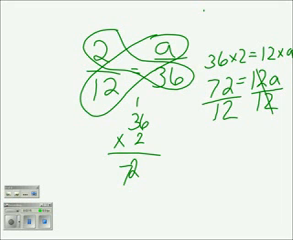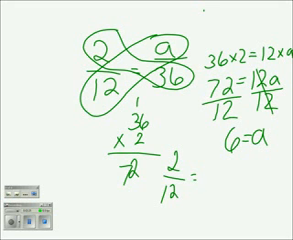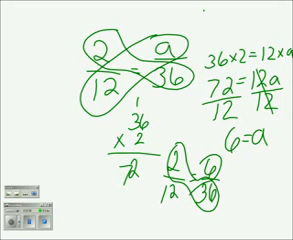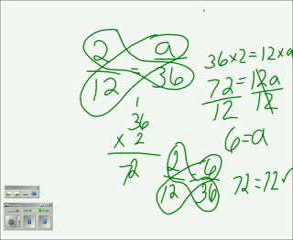12 divided by 12 equals 1, so we can cancel them out. And 12 into 72 is 6 times. So here we have a equals 6. And if we were to rewrite our proportion with a equaling 6, we can see that our cross products would equal 72. So we know that they've formed a proportion and we've solved correctly.